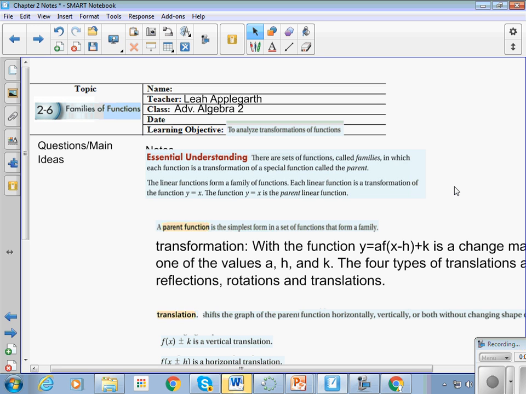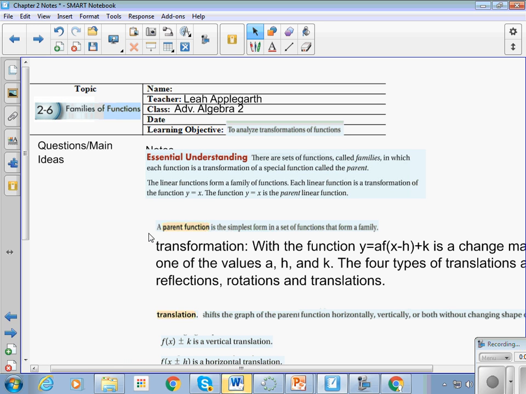So we've got parent functions, and we've got families of functions. It's good times. The linear functions form a family of functions. Each linear function is a transformation of the function y equals x. The function y equals x is the parent function, the parent linear function. So we're going to be looking at a few families of functions. Don't write anything down until you get to a parent function.